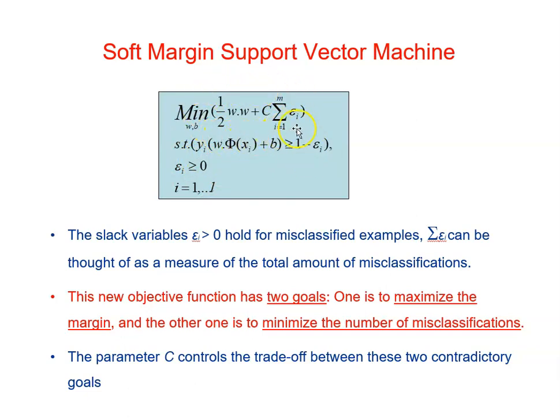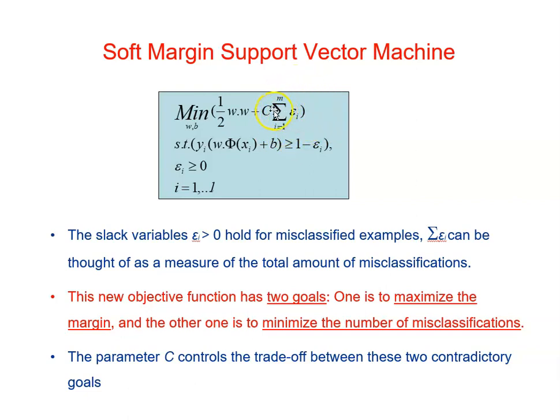And the optimization function is changed. Rather than having only this part, we add another part here, which is the sum. We have here the sum of all these slack variables. So the sum of all these slack variables can be thought of as a measure of the total amount of misclassifications. So each epsilon i is for each input data point, right? And we add all of these misclassification errors, and this will tell me how much misclassification I can allow overall in this problem.